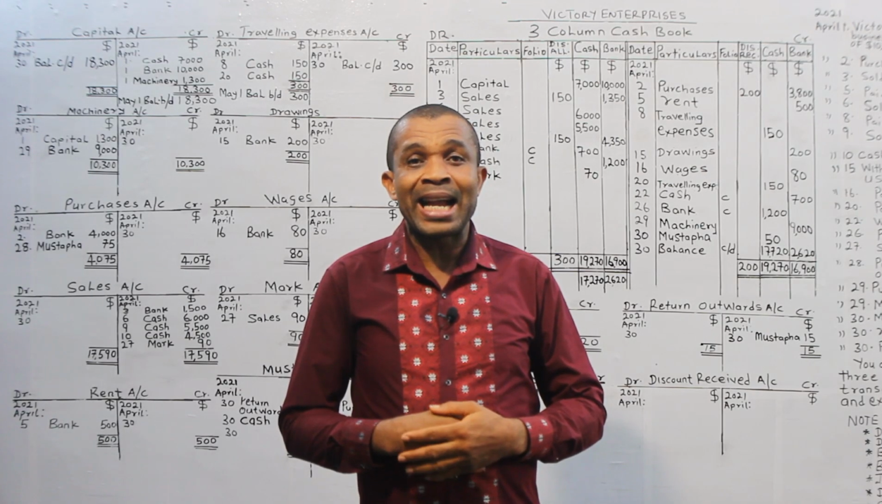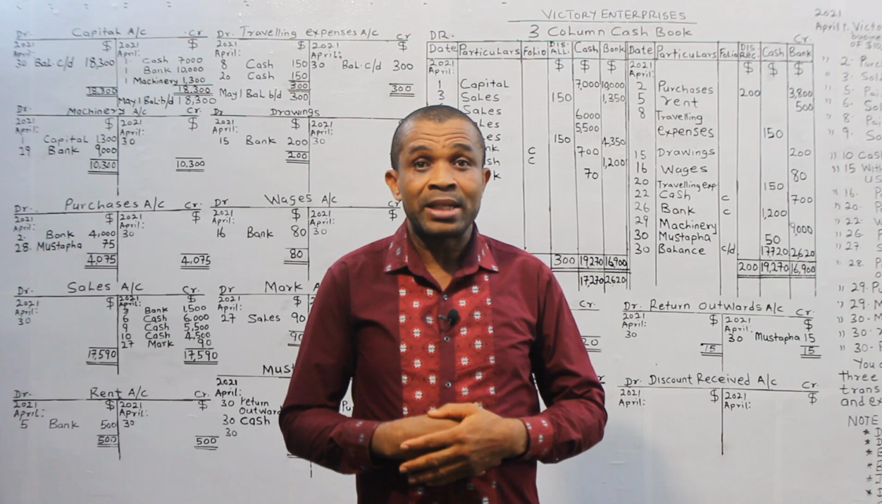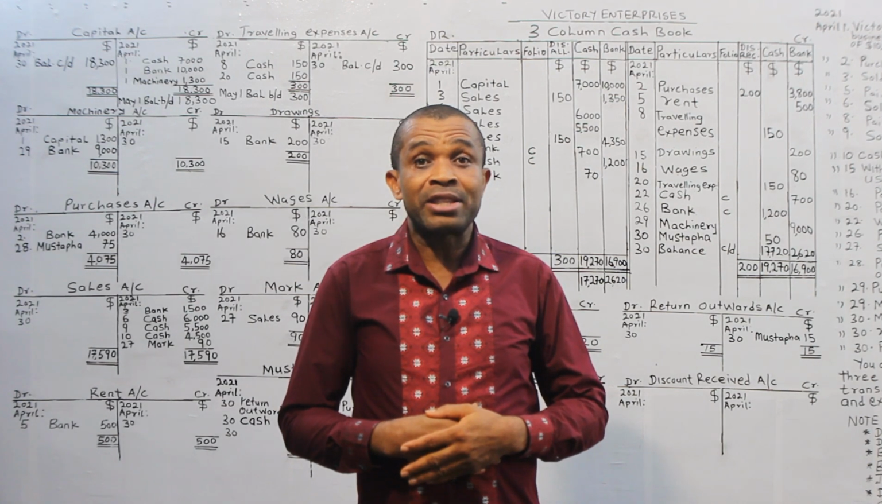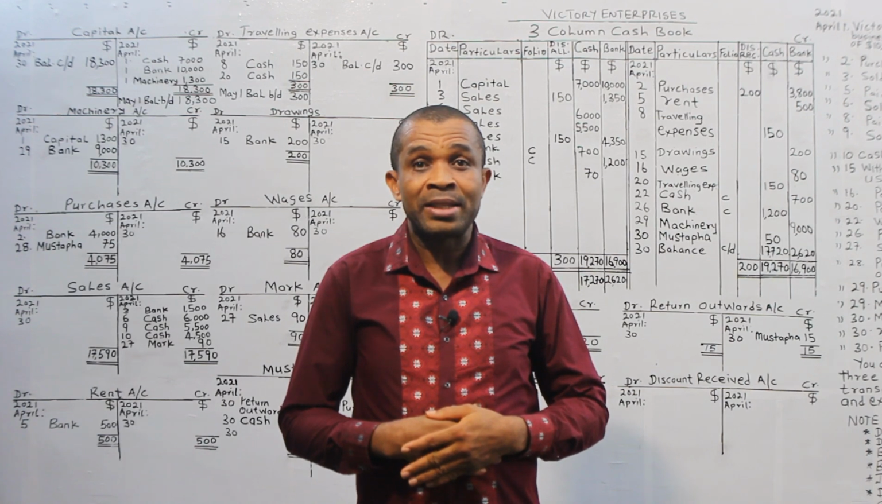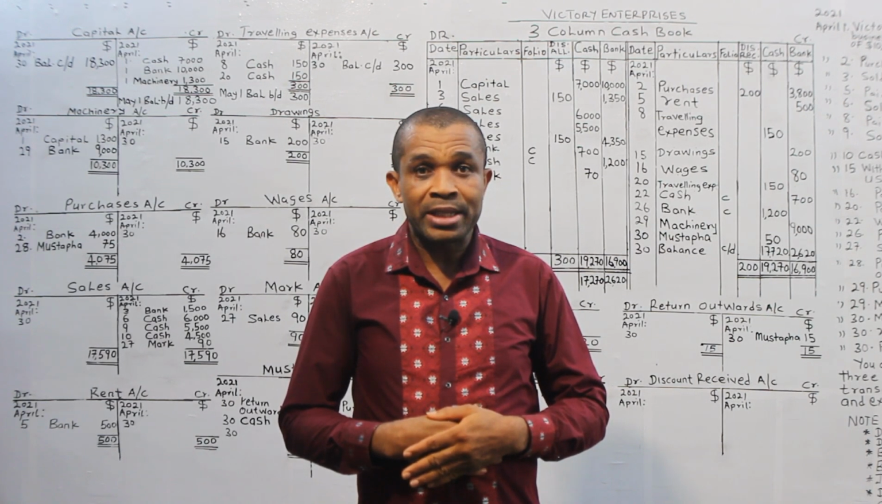Now we have balanced an account with a credit balance, that is the capital account, and we have also balanced an account with a debit balance, that is the traveling expenses account. I will expect you to do other balancing before I progress.